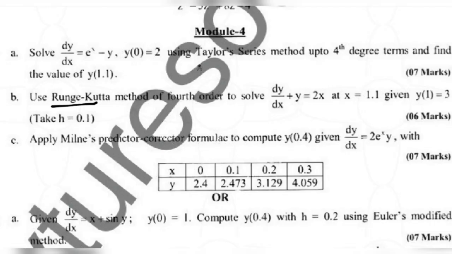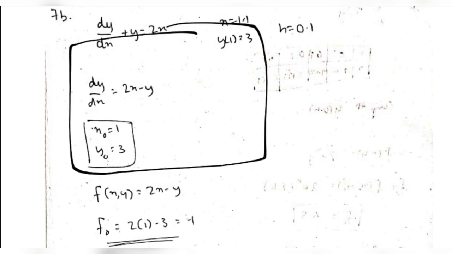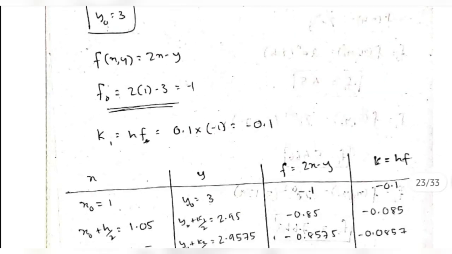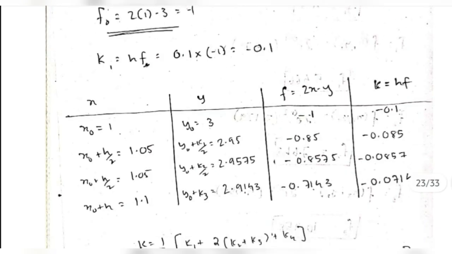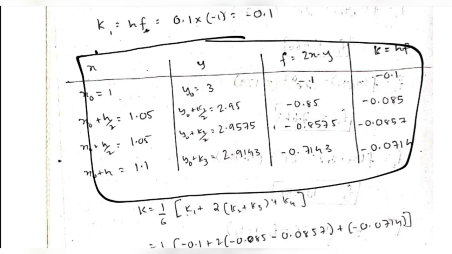In the next question we have to use the RK method to solve the given equation. For the RK method we will be writing what is given, like x0, y0 and h, and finding what is f0, and then we will be writing this table here. In this table the first column is x, then y and f, which is the function which is given, and k is h into f.